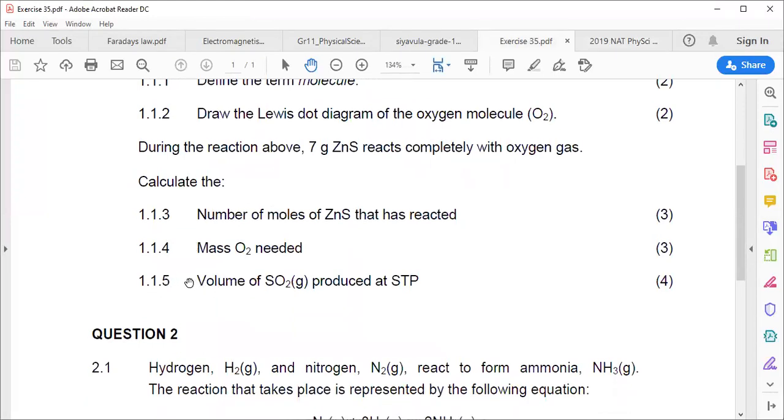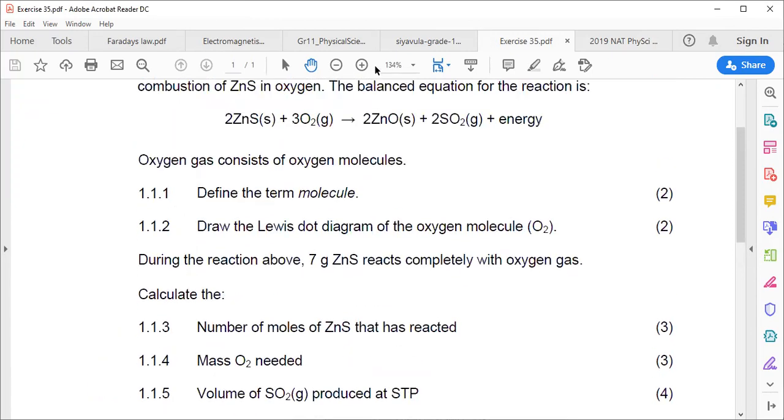1.15. Volume of sulfur dioxide produced at STP. So once again, you go to your formula and check, what do I know? I know zinc. Where am I going? I'm going to sulfur dioxide. What is the ratio between the two? The ratio is 1:1 or 2:2, isn't it?